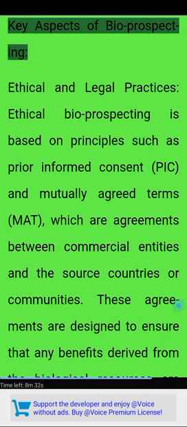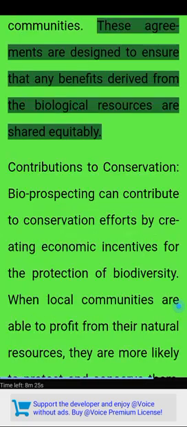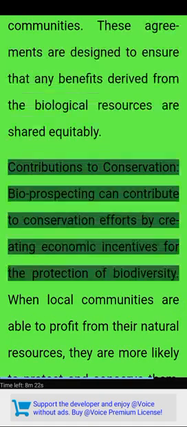Key aspects of bioprospecting: ethical and legal practices. Ethical bioprospecting is based on principles such as prior informed consent (PIC) and mutually agreed terms (MAT), which are agreements between commercial entities and the source countries or communities. These agreements are designed to ensure that any benefits derived from the biological resources are shared equitably.